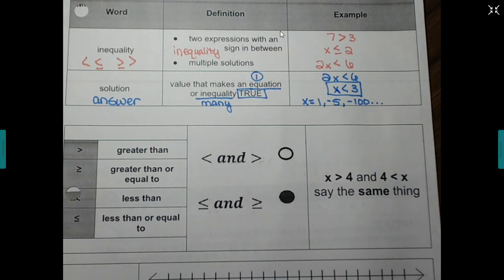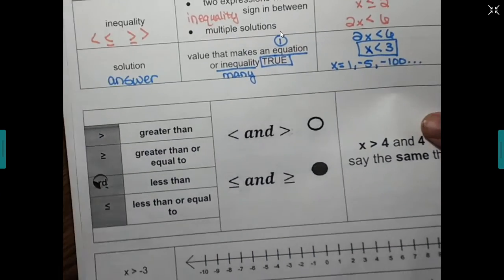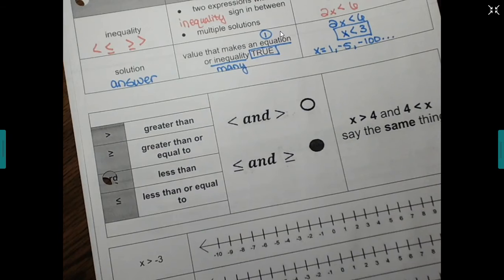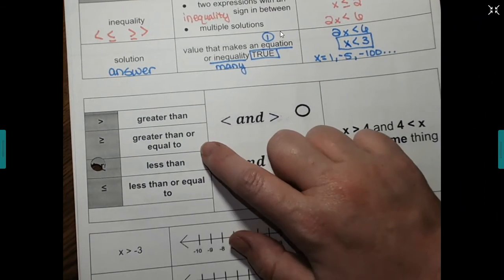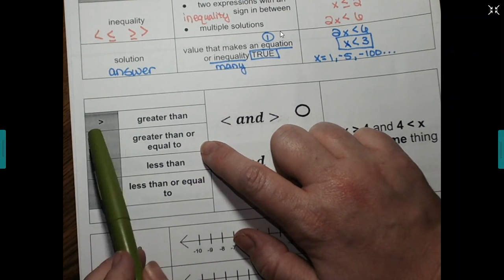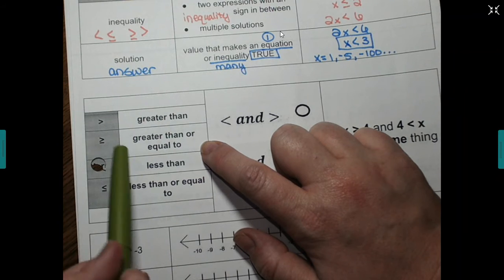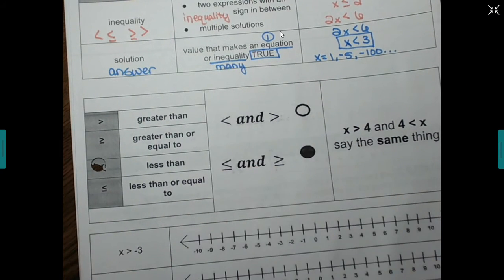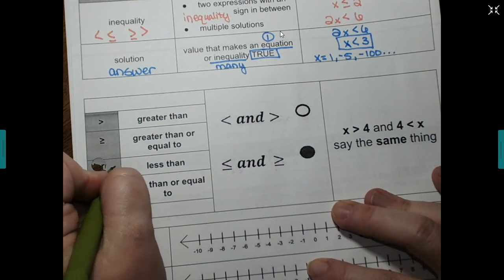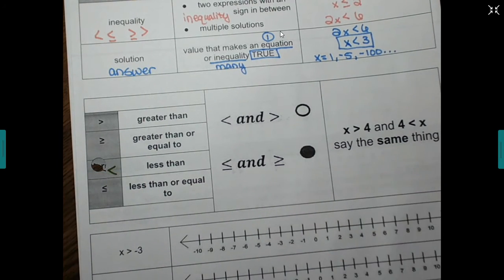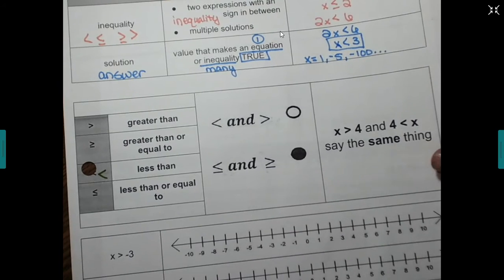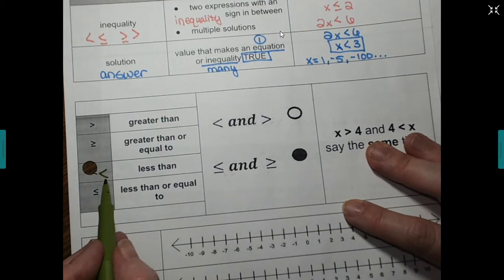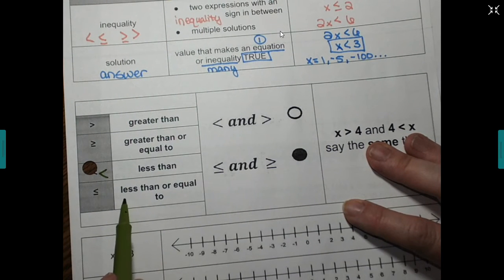Okay, let's do a quick review of our signs here. If you ever need these, they will be here for you to double check back on. This symbol right here means greater than or equal to. We did get a little bit of bad news from our copier. It decided to punch a hole right on our less than sign. So less than looks like that, and less than or equal to looks like that.